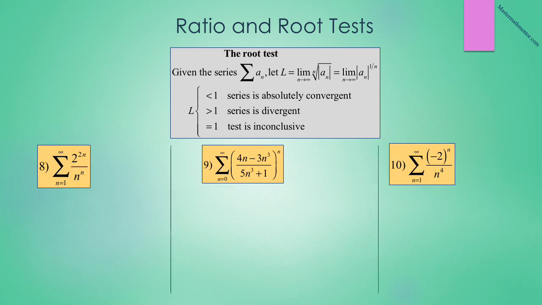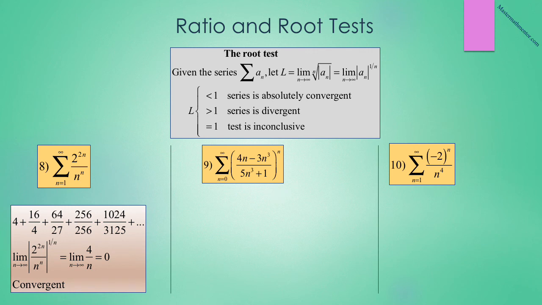The root test works well when either the numerator or the denominator, or both, are raised to the nth power. That is true on problems 8 through 10. Number 8 reads summation n equals 1 to infinity of 2 raised to the 2n power over n to the n. We write out our terms. 4 plus 16 over 4 plus 64 over 27 plus 256 over 256 plus 1024 over 3125 plus dot dot dot.